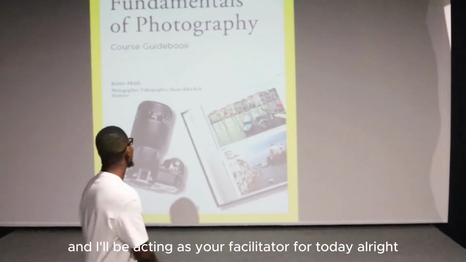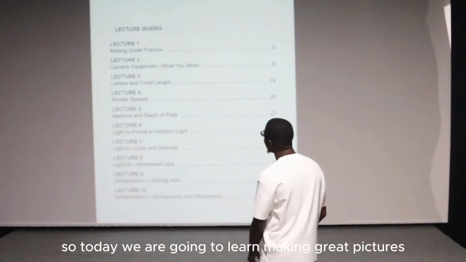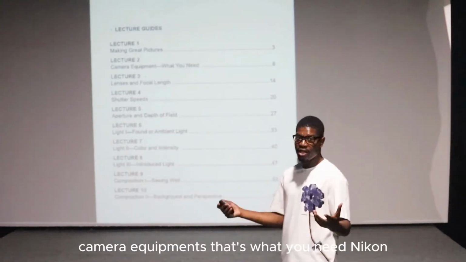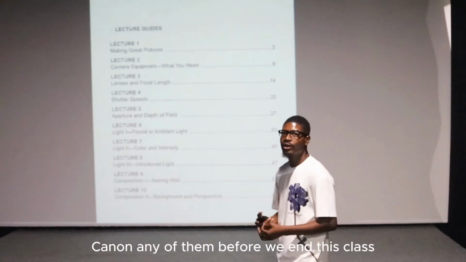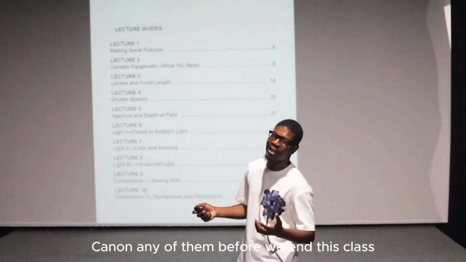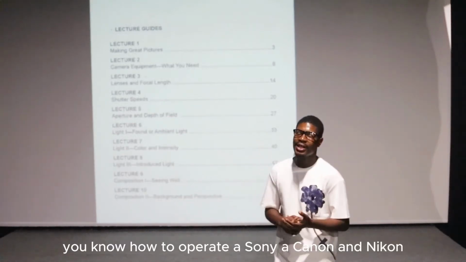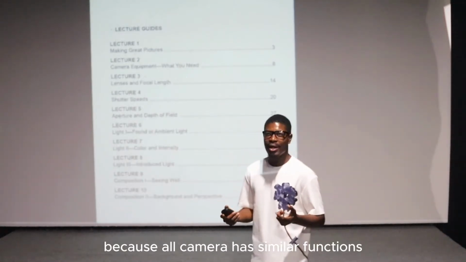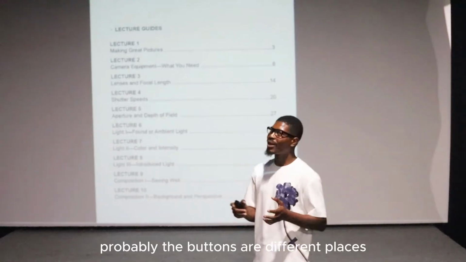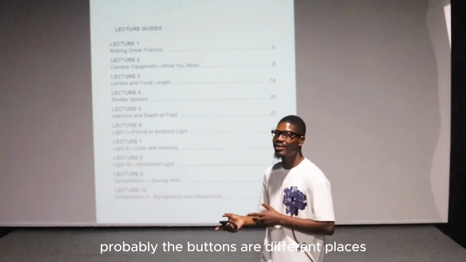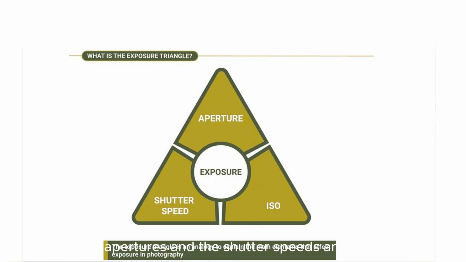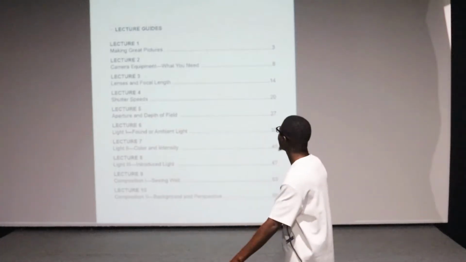Alright, so today we are going to learn about making great pictures and camera equipment. That's what you need: Nikon, Canon, any of them. Before we end this class, you will know how to operate a Sony, a Canon, a Nikon. It doesn't matter the camera, because all cameras have similar functions. Probably the buttons are at different places, but it's still the same. It's all about the ISOs, the apertures, and the shutter speeds, and so on, like the lighting and other stuff.